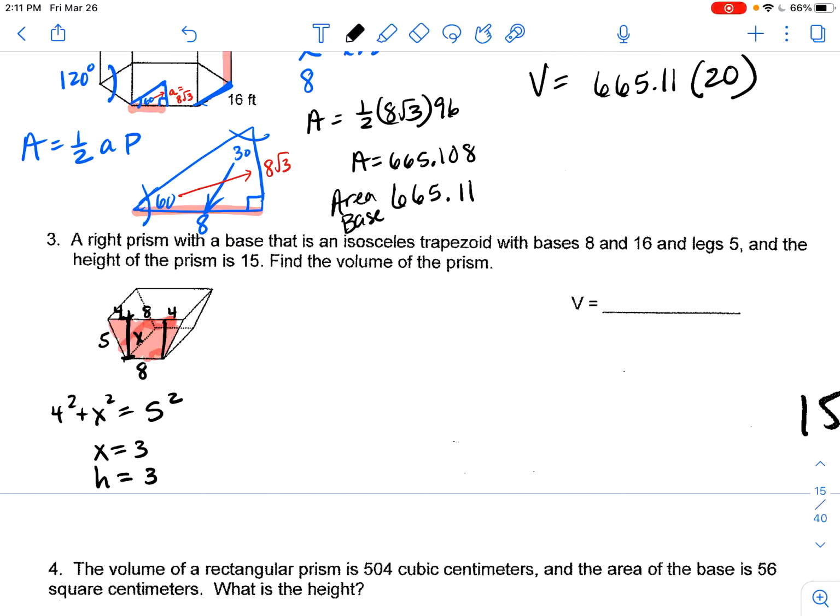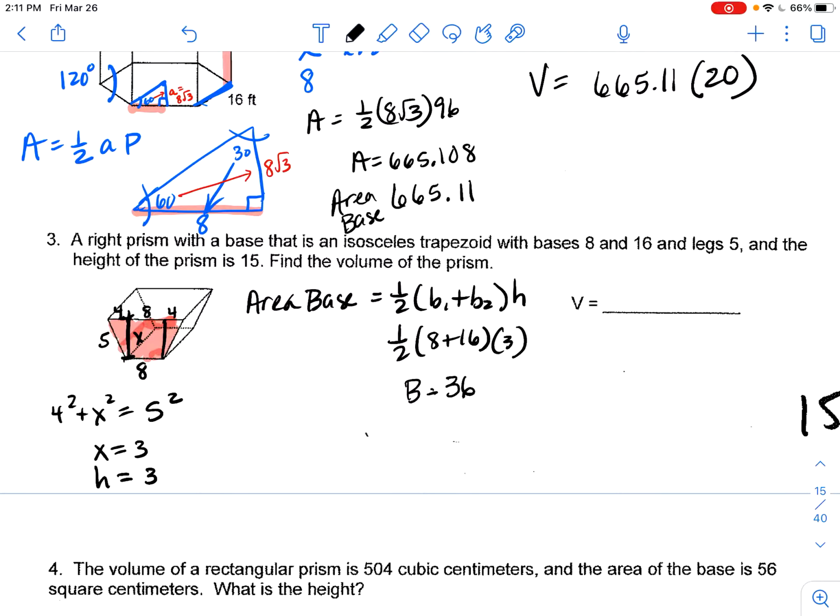That's the height. Okay, so then the area of a trapezoid, because we need the area of the base, that is 1/2 base 1 plus base 2 times the height. So the two bases are 8 and 16, and the height we just calculated as 3. All right, so 24, half of that is 12 times 3 is 36. So the area of the base is 36.